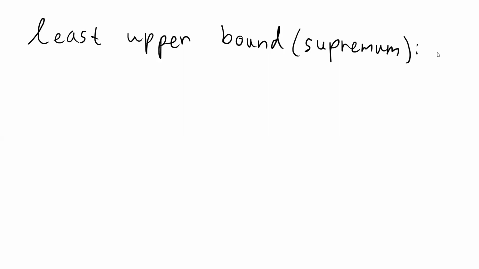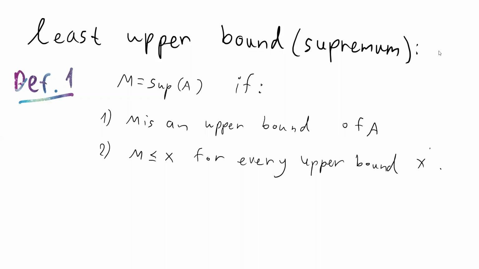Recall the definition that you saw in class for least upper bound. M is the supremum of A, or the least upper bound of A, if it is an upper bound: it is greater than or equal to every element in the set, and it is least: it is less than or equal to every other upper bound.